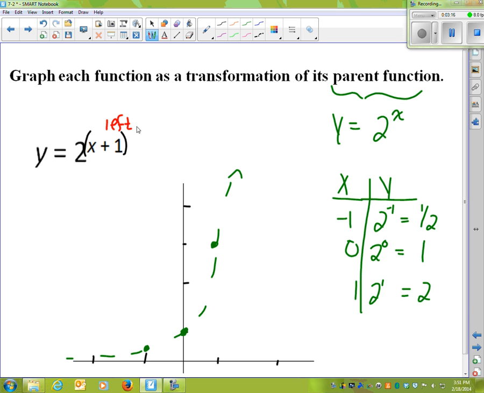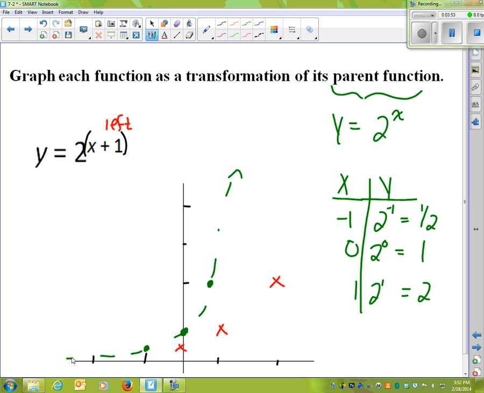Now I'm going to take care of this part that tells me to move to the left. I'm going to move each point left 1 space. So from my -1, 1/2, I move it to the left 1 space. My 0, 1, I move it to the left 1 space. And my 1, 2, which actually should be right here, 1, 2, I'm going to move it to the left 1 space.